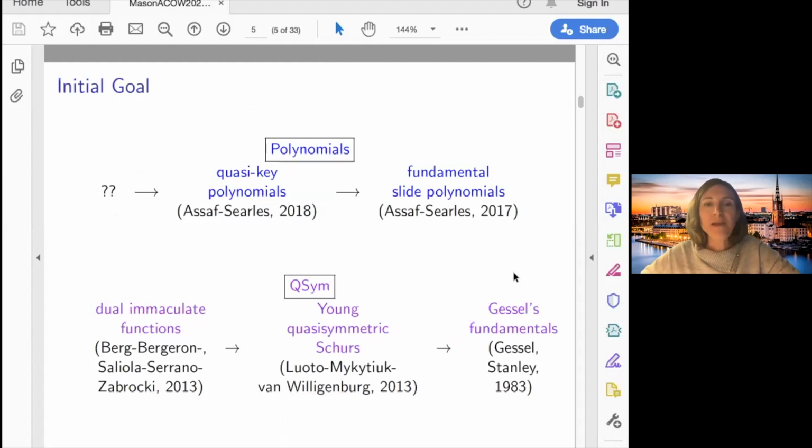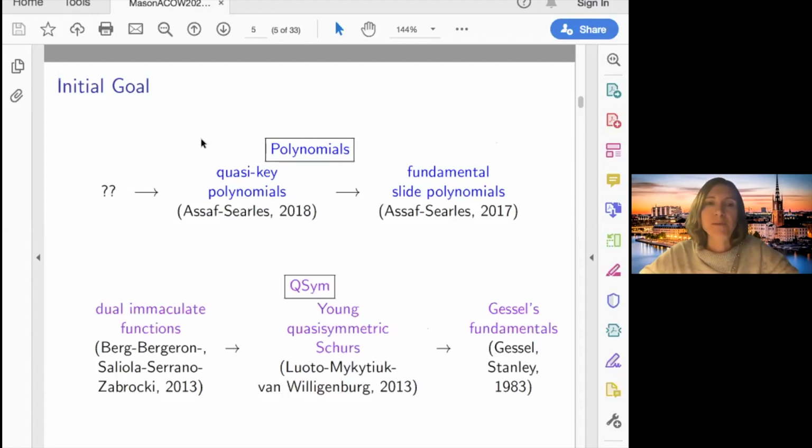Okay, so our main question that started out this project was, if you look down in quasi-symmetric land, you have the dual immaculate quasi-symmetric functions that were introduced by Berg, Bergeron, Saliola, Serrano, and Zabrocki, and those expand into a positive sum of young quasi-symmetric Schurs, which expand into a positive sum of Gessel's fundamental quasi-symmetric functions. So up in polynomial world, we wanted to lift the dual immaculates in such a way that they expanded into a positive sum of something called the quasi-key polynomials, which are a lifting of quasi-symmetric Schurs. And the quasi-key polynomials expand into a positive sum of fundamental slide polynomials.